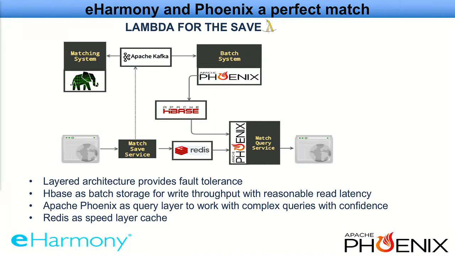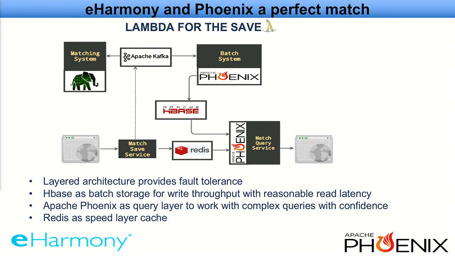For the batch store, we chose HBase. The matching system generates all those matches, and they go through Apache Kafka, and then the batch system processes those events and puts them into Apache HBase. Whenever a user sends a communication or whatnot, all the user events are written directly into Redis, and then we emit an event that will be asynchronously processed by the batch system and put into HBase. So we decouple that system.